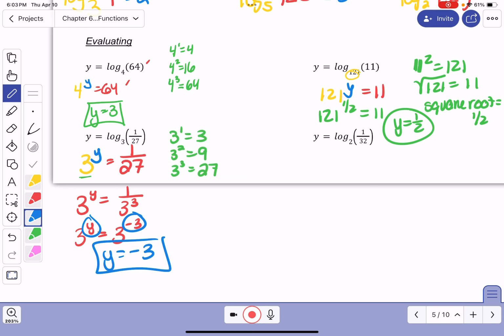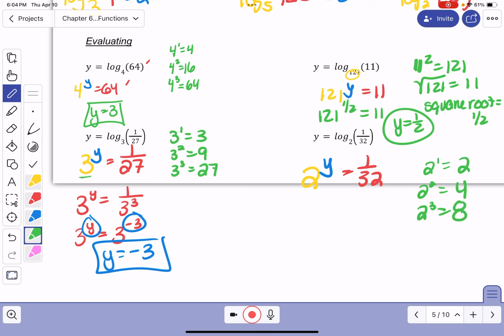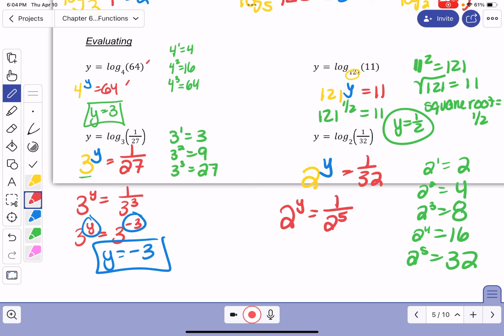So we've got one more here. 2 to the y equals 1/32. 2 to the first is 2. 2 squared is 4. 2 cubed is 8. 2 to the fourth equals 16. 2 to the fifth equals 32. So this is the same as saying 2 to the y equals 1/2 to the fifth. That fraction makes it 2 to the -5th. So y equals -5.